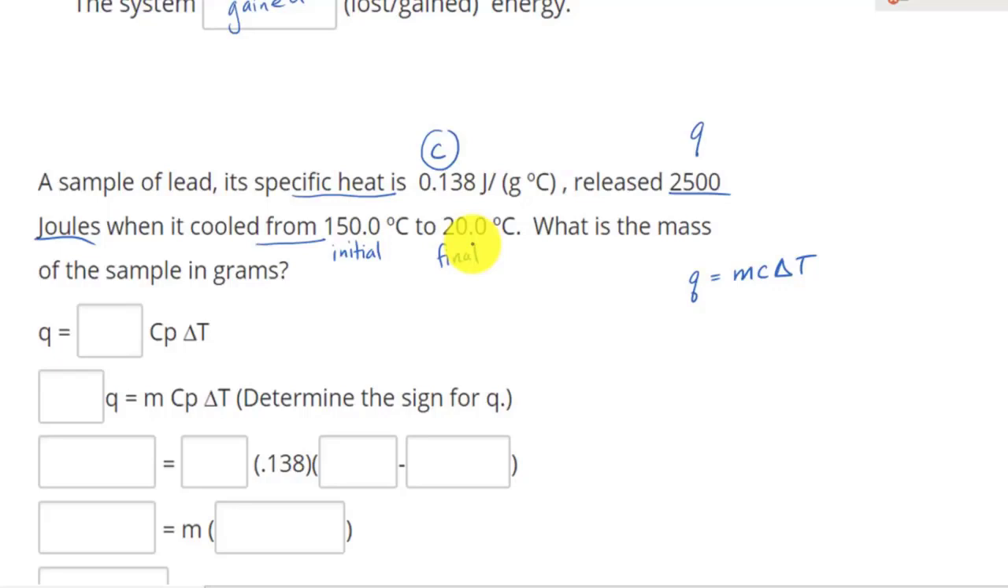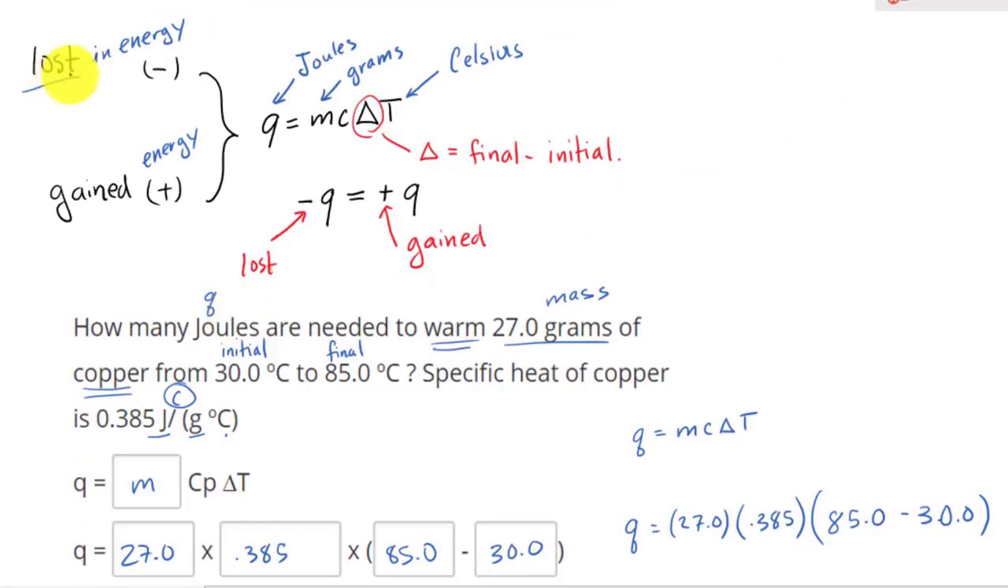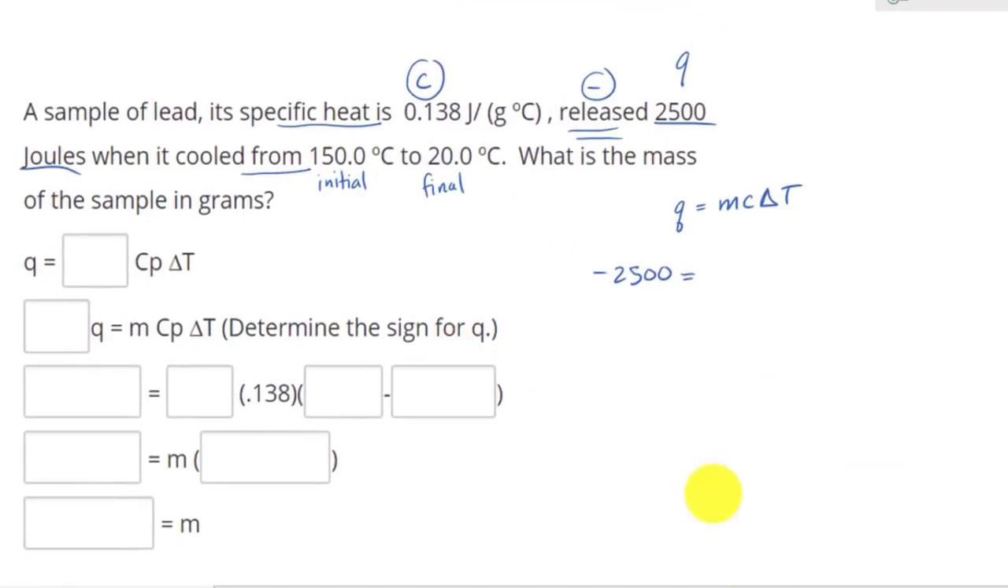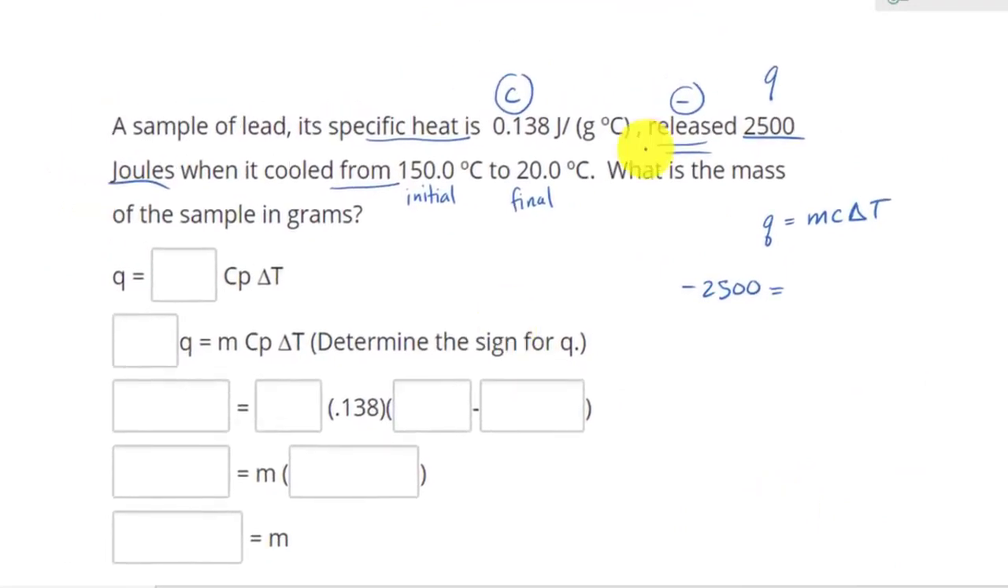That's why it's important to visualize what's happening in the problem rather than memorize a pattern, like small number minus large number, or large number minus smaller number. Read and visualize. So let's plug into the equation. I have released. What does the word release mean? It is negative. So your Q is equal to negative 2,500. That's why it's important to understand loss in energy is negative, gain in energy is positive.